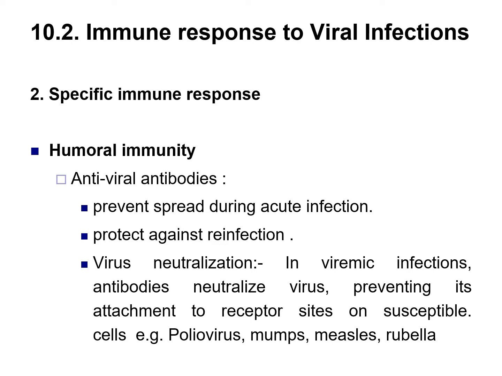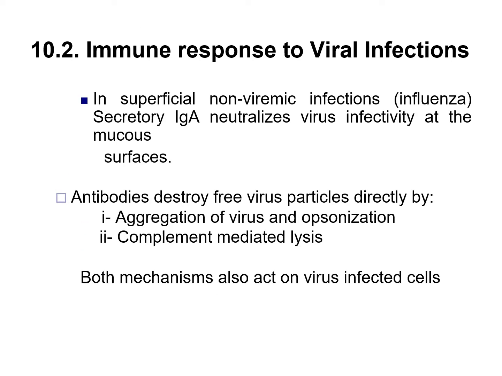In viremia, antibodies are able to neutralize the virus. That means the presence of virus in the blood. It prevents the viruses to attach themselves to the receptor sites on susceptible cells. Examples of these viruses that are neutralized are the poliovirus, mumps virus, measles virus, and rubella virus. In cases of non-viremic infections like influenza, the presence of secretory IgA can neutralize the virus.